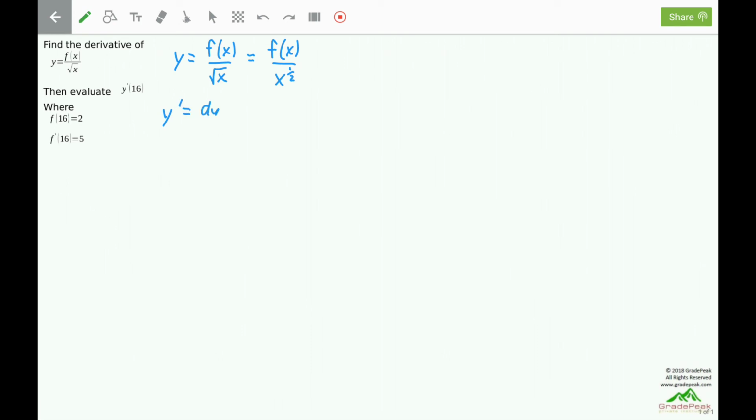Y prime, or dy dx, will be the derivative of the numerator, f prime of x, times the denominator left alone, x to the 1/2, minus the numerator left alone, f of x, times the derivative of the denominator, that means power rule, 1/2 x to the subtract 1, I will call it minus 2/2. And then that entire thing will be divided by the denominator quantity squared, x to the 1/2 and then squared.